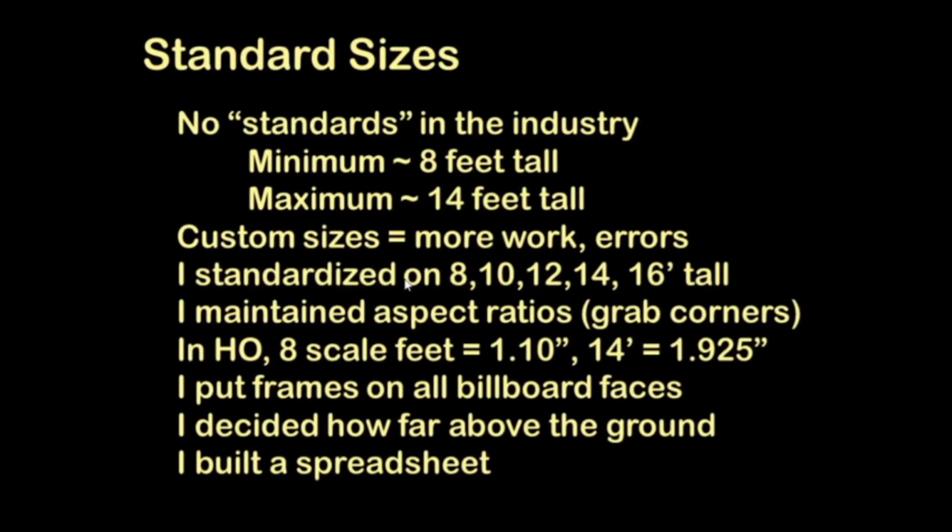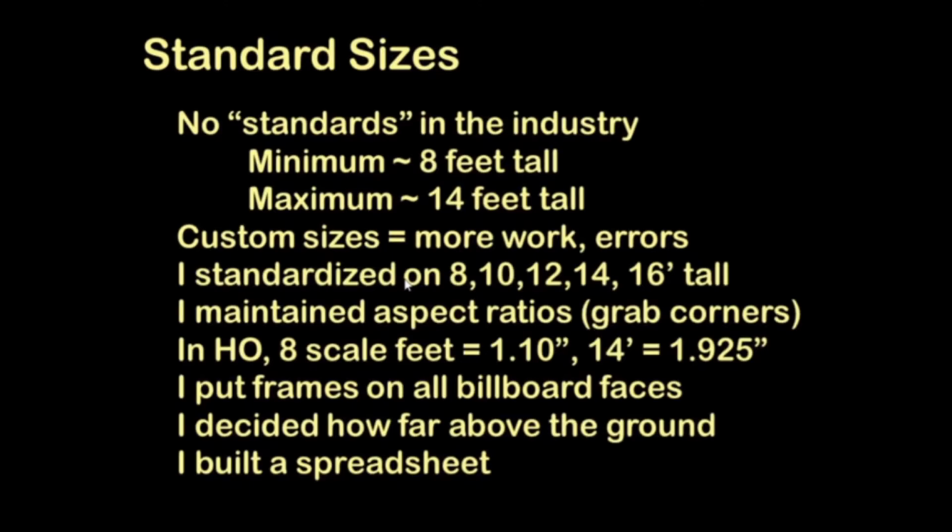And since 8 scale feet translates into 96 inches, and the scale of HO is 87.1 to 1, that means that the actual height of an 8 by 24 foot sign must be 1.10 inches and the width 3.30 inches. Similarly, the height of 10 foot, 12, 14, and 16 foot signs must be 1.38 inches, 1.65, 1.93, and 2.20 inches. That's just for the artwork.